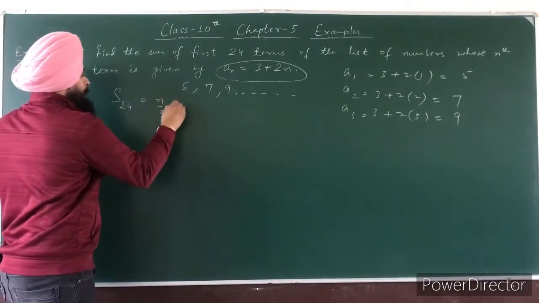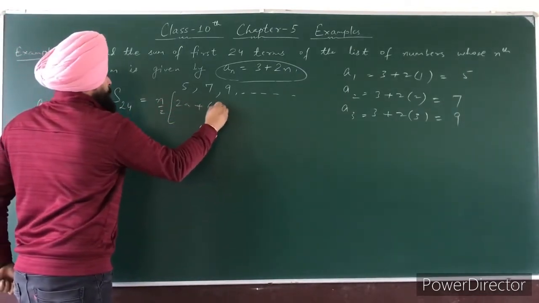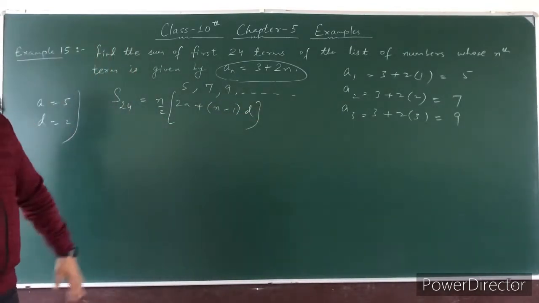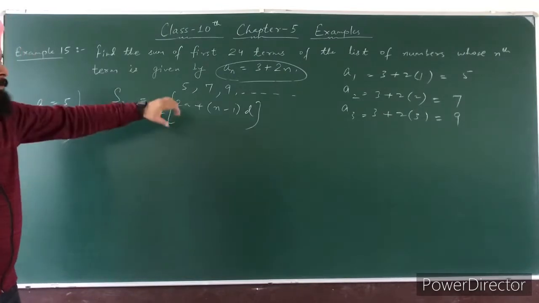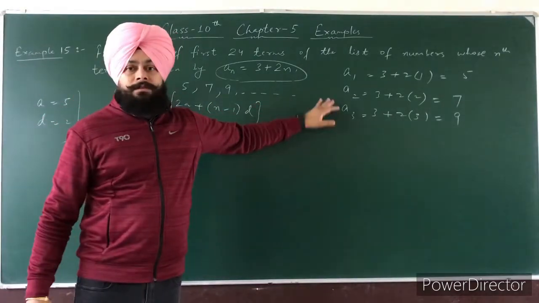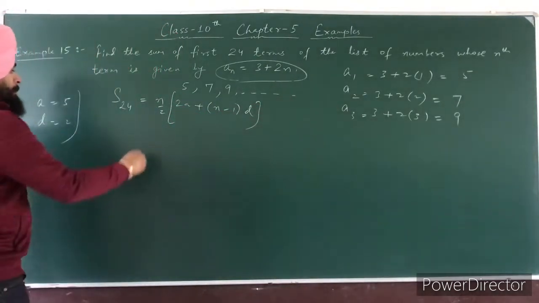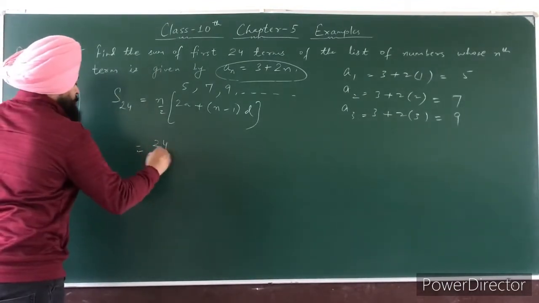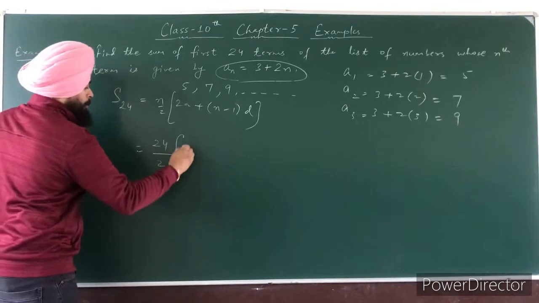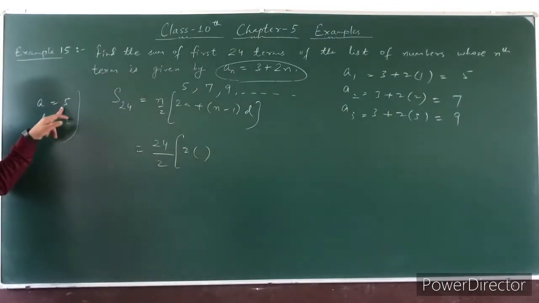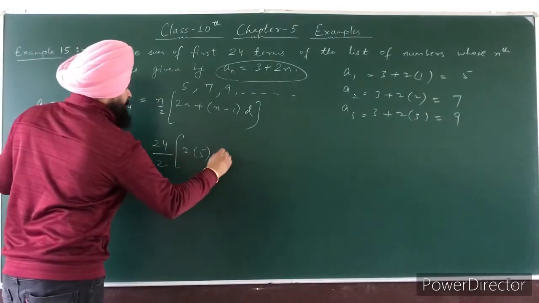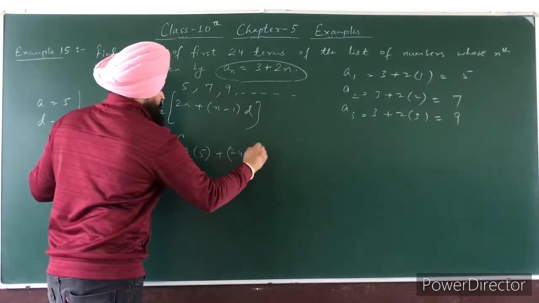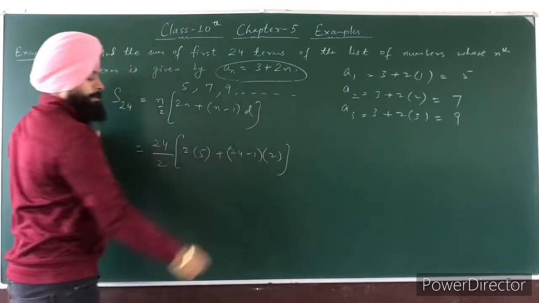The formula is n by 2 into 2a plus (n minus 1) into d. So you will put here this formula because we don't know the last term in this series. Alright. So what is the value of n here? n is 24. Put here 24 over 2, 2a. What is a? a is equal to 5. n minus 1, n is 24, into d. The difference is here 2.